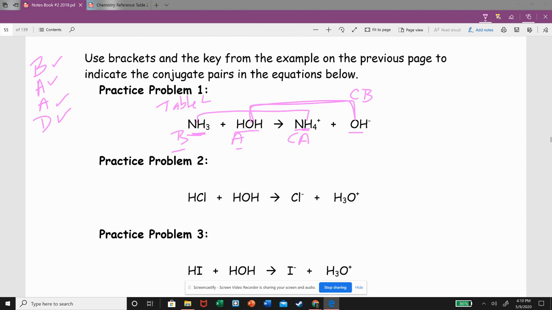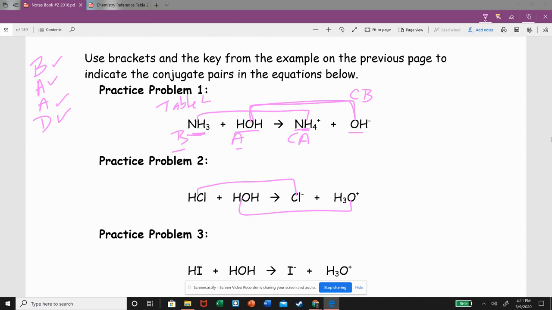All right, so now let's go on to problem number 2. First step, identify the partners and connect them with a bracket or a line, whatever you like. So HCl to Cl. Remember, the partners are only different from each other by one hydrogen. HOH and H3O.